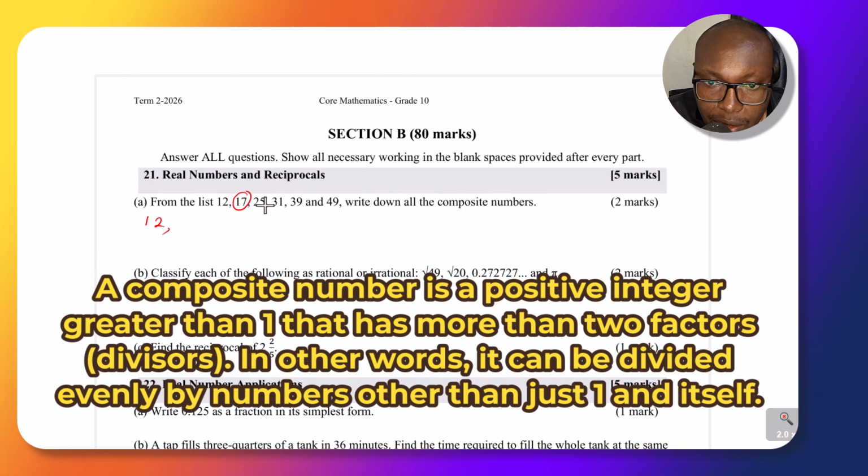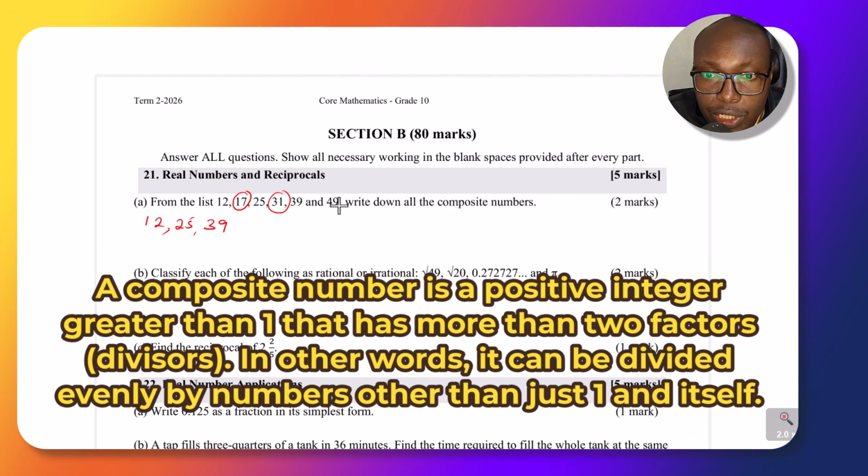25 has 25 as a factor, 1 is a factor, 5 is a factor. So that one is a composite number. 31 is a prime number because it has only two factors, that is 1 and itself. Then 39 is another composite number since it has 1 as a factor, 39 as a factor, and also 3 and 13. All those can divide 39 evenly or completely without leaving any remainder. That is what we mean by a factor.